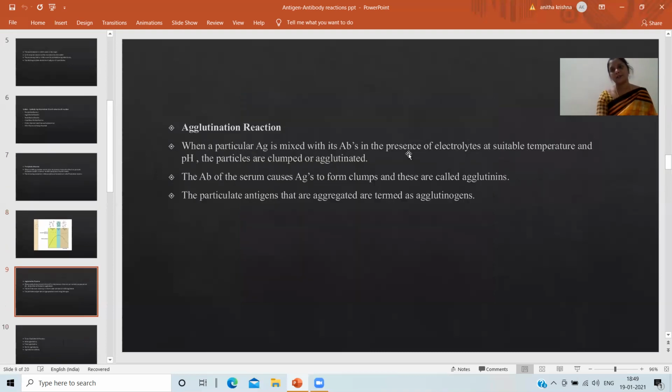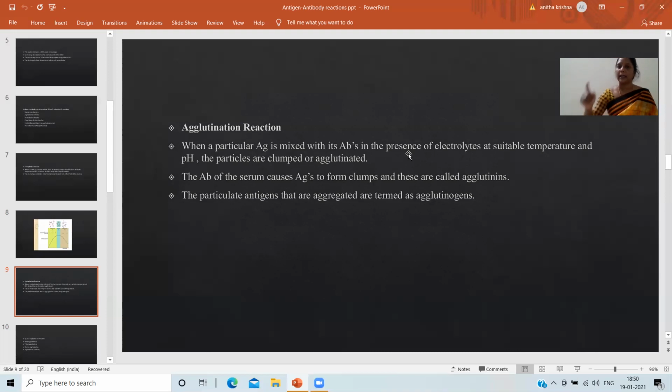Now talking about your next reaction, that is the agglutination reaction. The name itself says agglutination: forming clots, clumping, joining together. So when a particular antigen is mixed with its antibody in the presence of an electrolyte at suitable temperature and pH, the particles are clumped or agglutinated. That means they join together, they form clots or clumps. The antibody of the serum causes antigens to form clumps, and that antibody is called agglutinin. And the antigen that is undergoing agglutination is called agglutinogen.